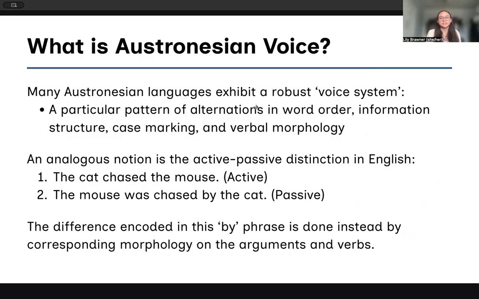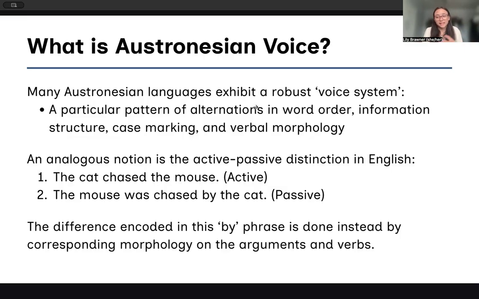Many Austronesian languages, including Philippine languages, have a rich voice system where the form of the verb changes depending on which participant in the sentence has a special grammatical status. A rough English comparison to this would be the active-passive distinction. In the sentence, the cat chased the mouse, you can see that the cat is the subject, but in the mouse was chased by the cat, the subject shifts to the mouse.